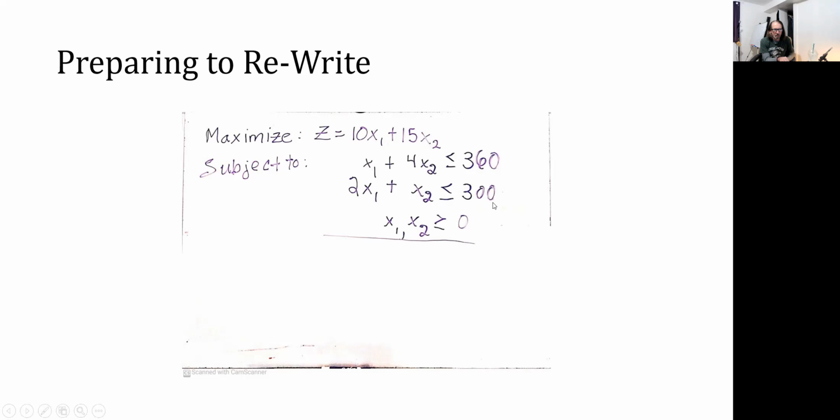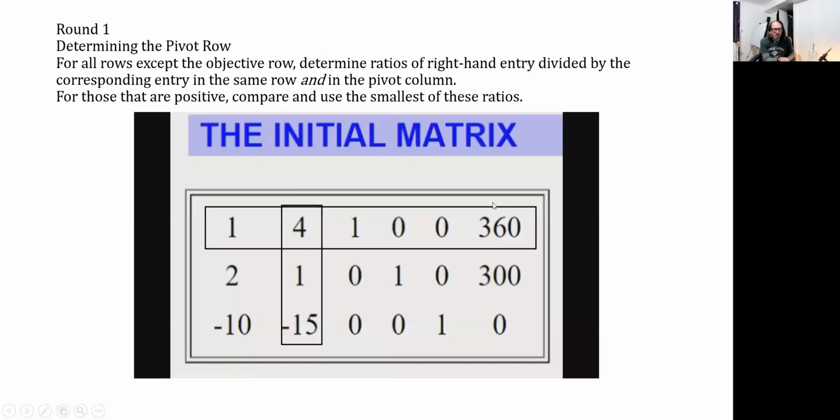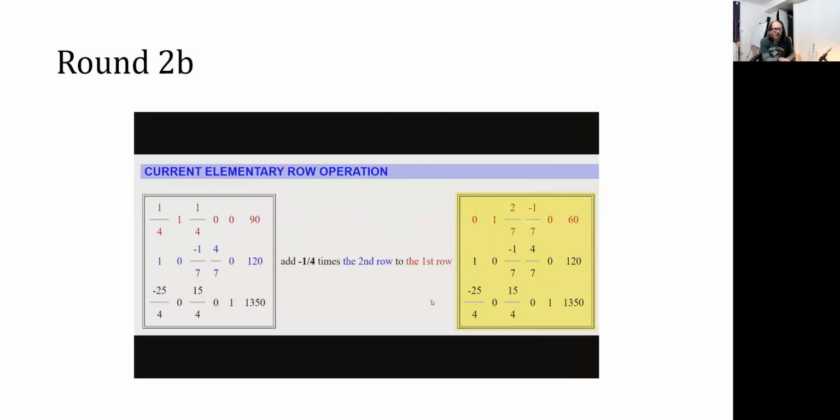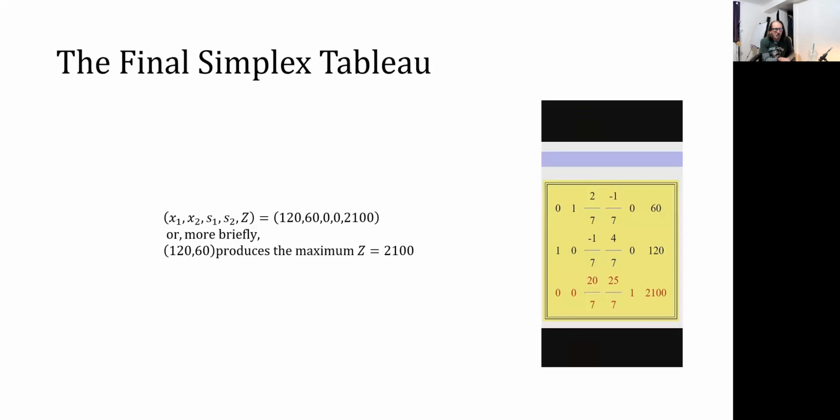No surplus here. And so our optimal solution, the maximum value of z is 2100, and that was produced by x sub 1, comma x sub 2 equals 120, comma 60.